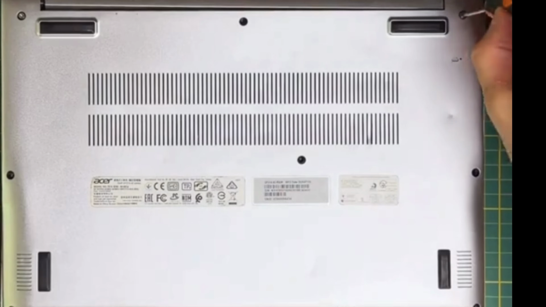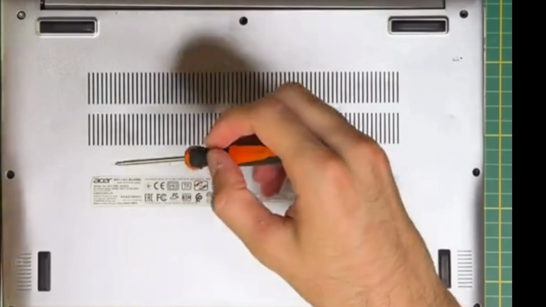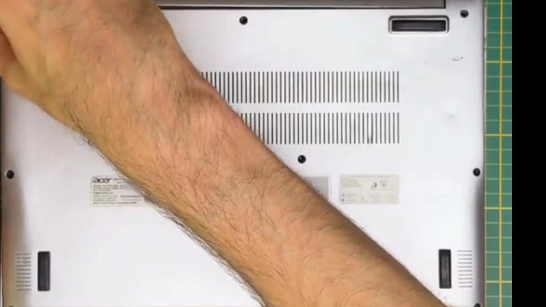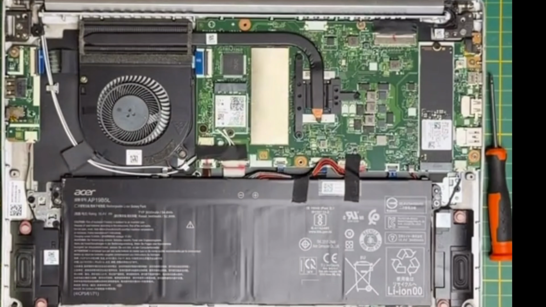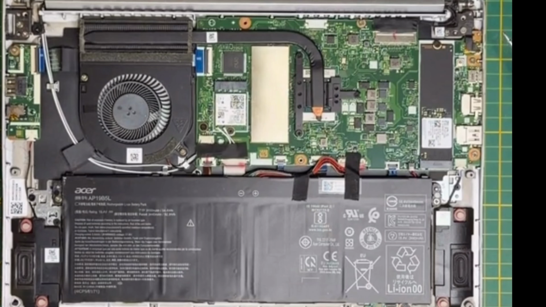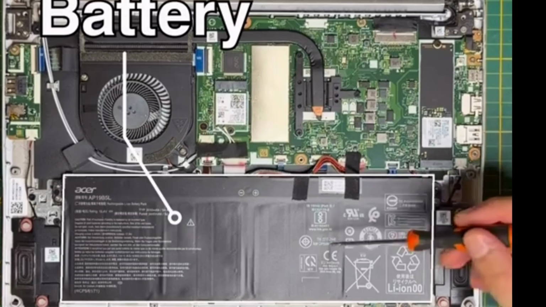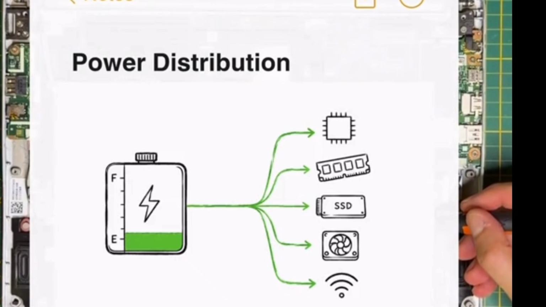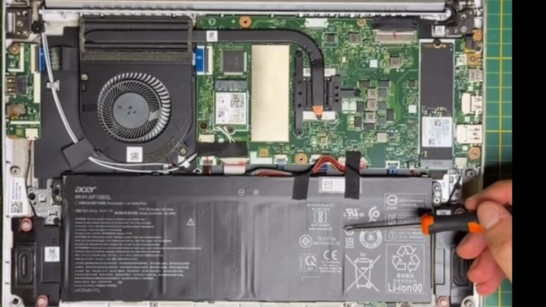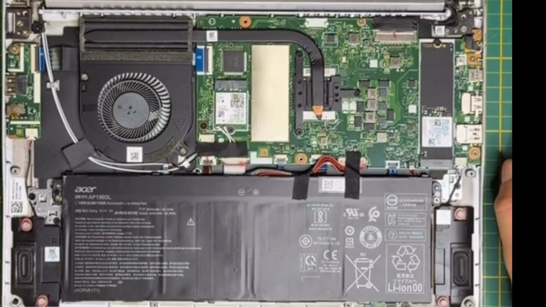You use your computer every single day, but do you actually know what's inside it? Let me show you. And there we go. This is the inside of your laptop. It might look complicated, but there are really only a few main components you need to know. First, the battery. Think of it as the fuel tank of your computer. It stores energy and powers every other component. That's why when your battery dies, everything shuts off.